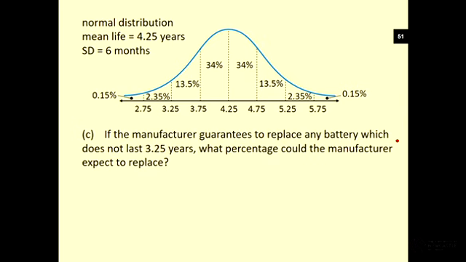If the manufacturer guarantees to replace any battery which does not last 3.25 years, in other words, does not last this long, is saying that long or less. So he already knows that no matter what he does to his factory, he's going to produce batteries that fall short. And he's got to cost that into the price of the battery. So what percent will fall short to the left of here? 2.35 and 0.15. That's 2.5%. That's how many will fall to the left. And what percentage? Okay, he didn't ask how many, just what percentage. 2.5% of all the batteries he's made, he may have to give money back or replace. Okay.